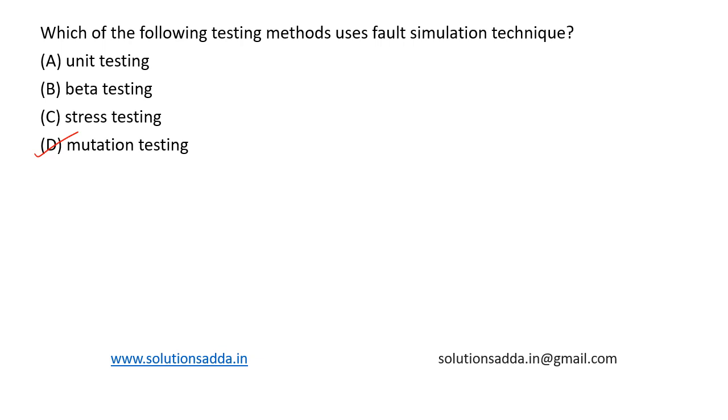In this, the fault is introduced in the program by creating a mutant program of the actual program. Now, mutant programs are altered versions of the program, and when the testing is performed on the actual program and its mutant program, one of the output cases will be different, which leads to the failure in the mutant program, and this shows the effectiveness of the testing method. So option D, mutation testing, is the right choice.